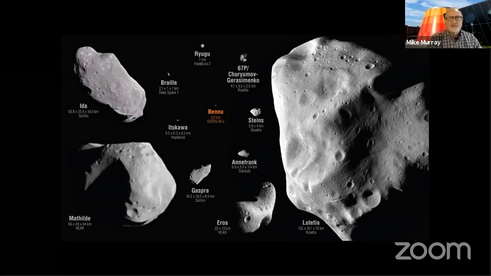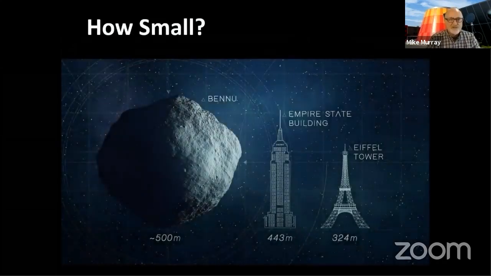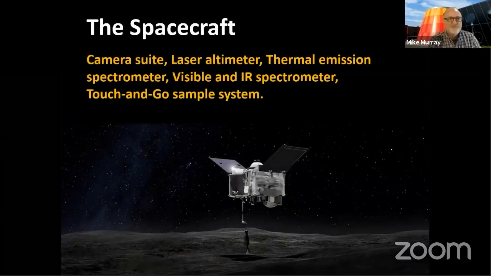And as you can see, it's a very small size, only about 500 meters across, compared to the other asteroids that we've visited. For reference, 500 meters is a little over 1,500 feet. That's not much taller than the Empire State Building. So small is good. Remember, low gravity and being able to have a good loose soil.